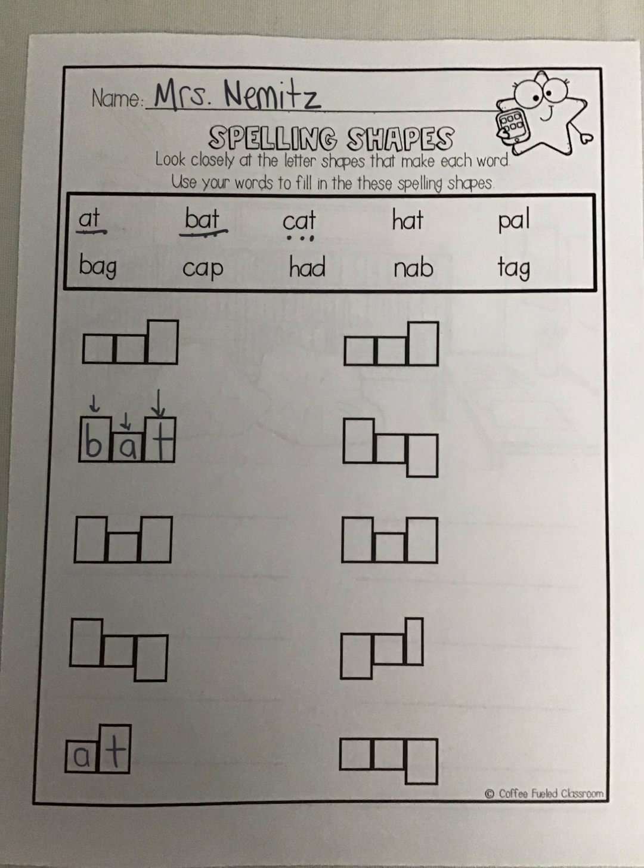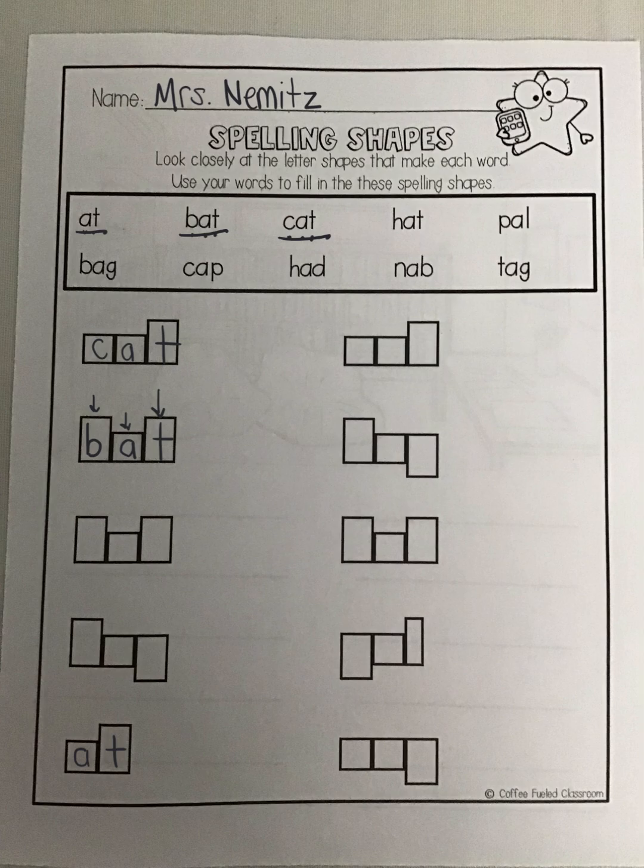My next word is cat. K-A-T, cat. Cat has three letters. The first letter, K, is short. Second letter, A, short. Third letter, T, tall. So I'm looking for short, short, tall. Can you find a box that has a short box, short box, tall box? That's right here at the top. K-A-T, cat.